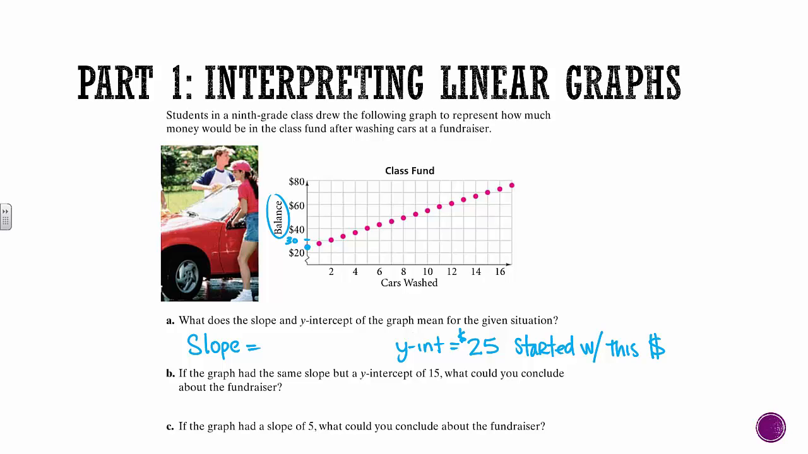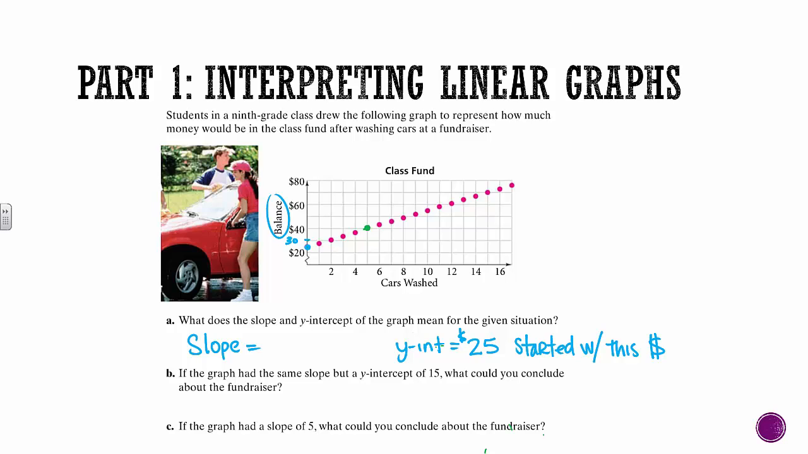We didn't earn it, it was already in there from maybe another fundraiser. So let's find the slope. The slope is how much we make per amount of car. So what we have to do is find one of these dots that's exactly on a crosshair.